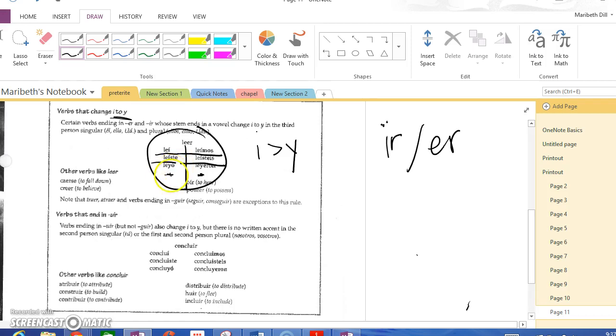Leyó, we're used to that. Having an accent over the O should not be difficult for us. And then leímos also has an accent. The ellos form right here is the only one that does not have an accent. Okay, so all of these verbs are going to do that because, let's look at oír. Oí, I heard. Oíste, did you hear?